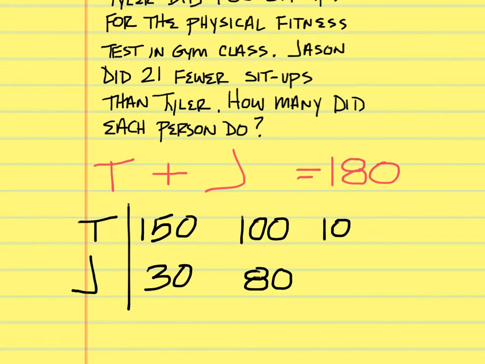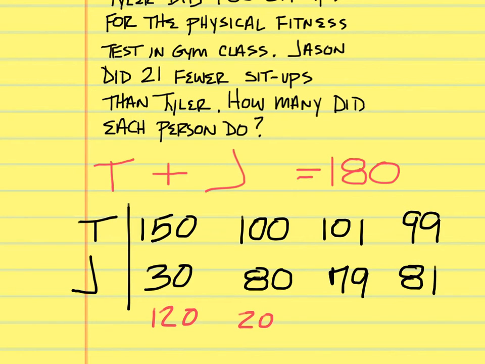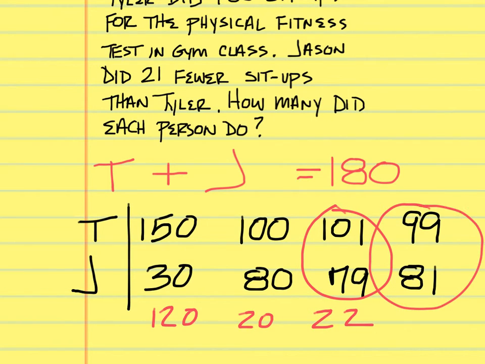Why don't we pick 101? What do I add to 101 to get 180? 79. Yeah, I get 79. Let's pick 99. What am I going to add to 99 to get 180? 81. Well, what are my differences in here? I had 120 and I had 20. What's the difference on this one? 22. What's the difference on this one? 18. So it looks like it might have to be in here somewhere.